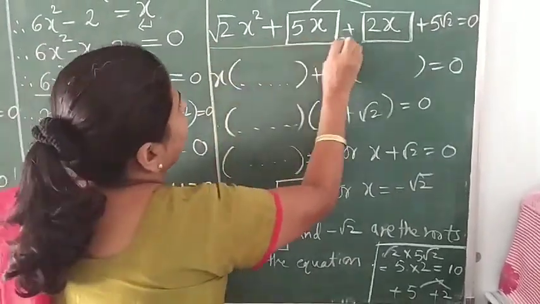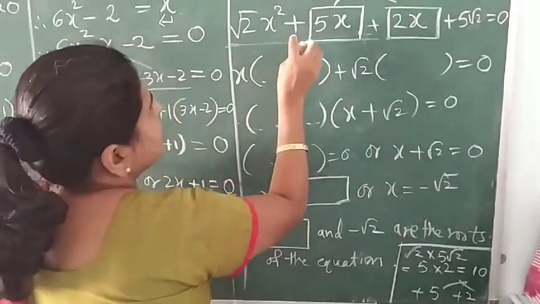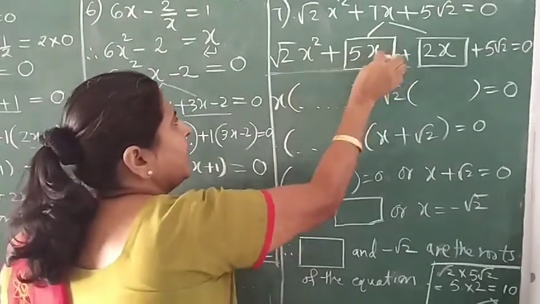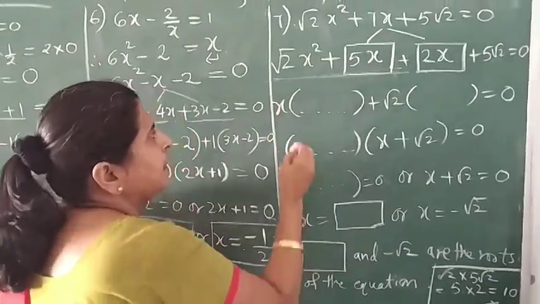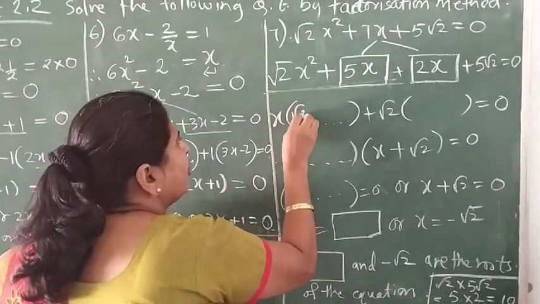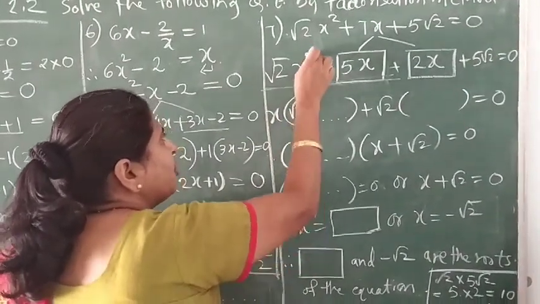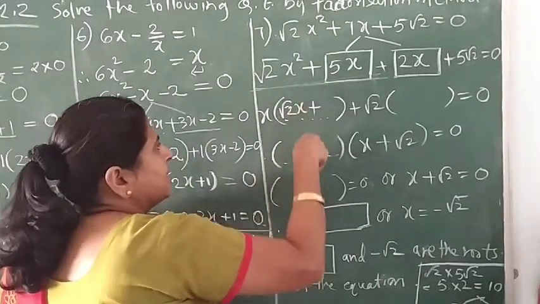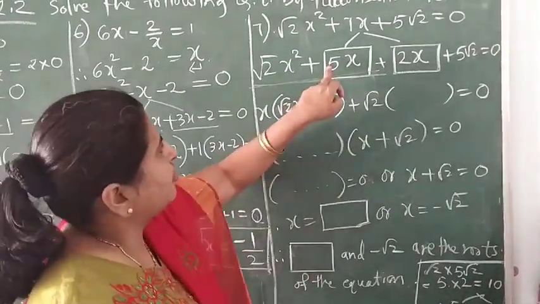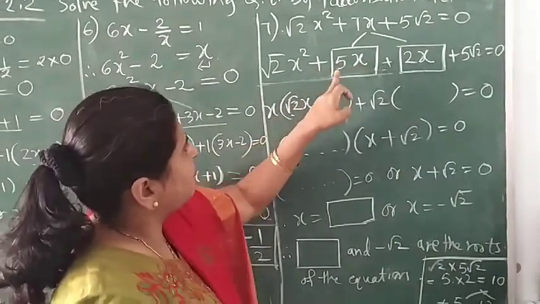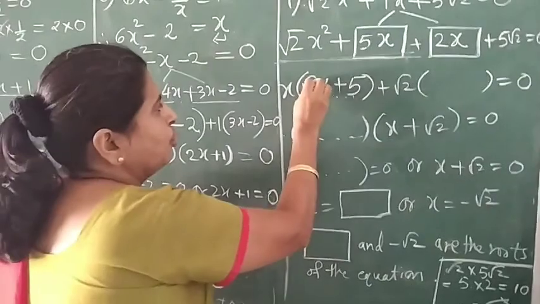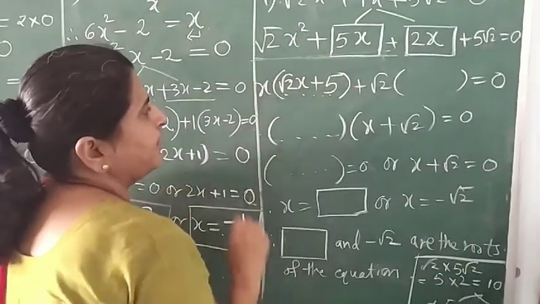Now take common from the first two terms. What is common? Root 2 and 5, nothing is common. So in x square and x, we have x common. What is remaining? Here it is remaining square root of 2x. Out of x square, 1x is taken, so 1x should come here. Plus, what is remaining here? Out of this 5x, we have taken x, so 5 is remaining here. So this is the fill in the blank: root 2x plus 5.